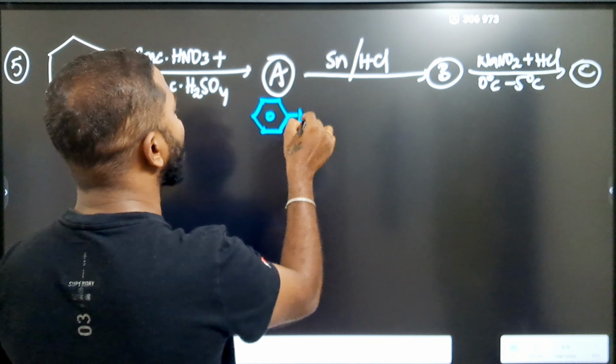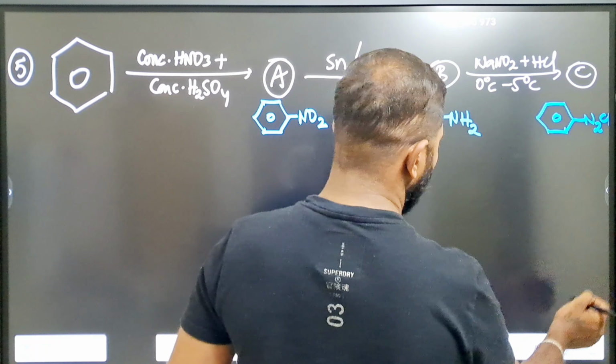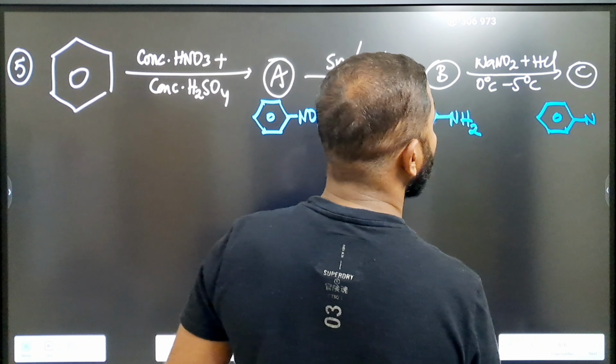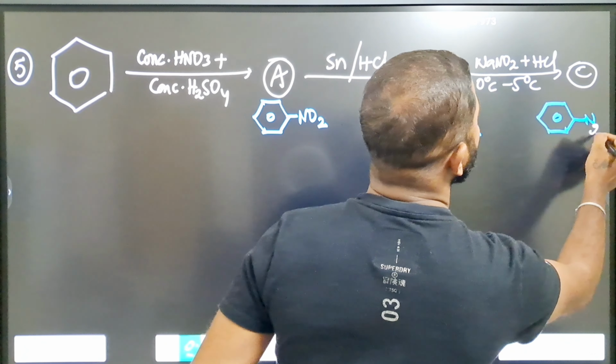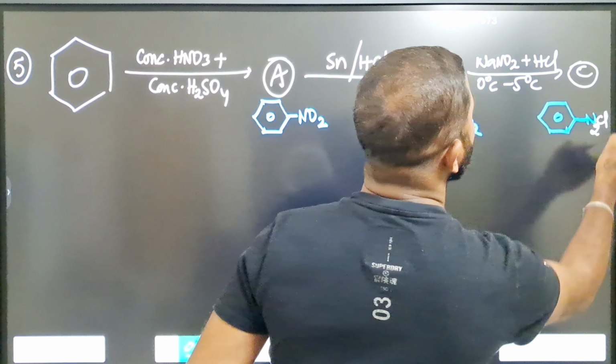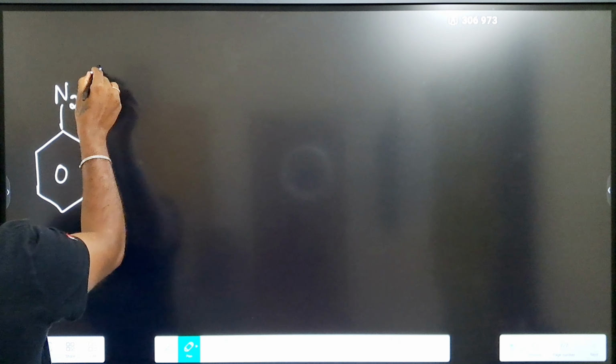And now let me continue the reaction from this. If you see, this is our benzene diazonium chloride. And now, if we do some different reactions with this benzene diazonium chloride, let's try to understand. Here we have benzene diazonium chloride, very important, please have a look.